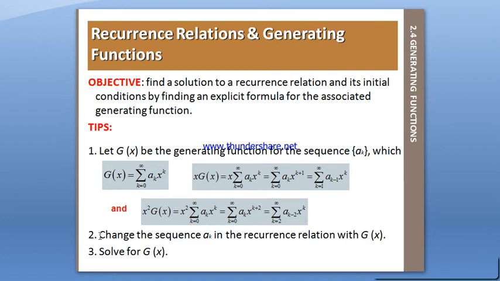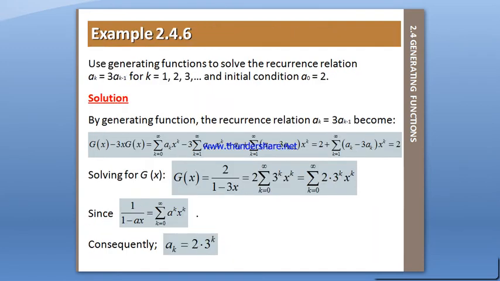These are the generating functions and their combination terms we consider in the first step. In the second step, using the previous terms, we change the terms of the given recurrence relation by replacing each a_k with the corresponding g of x. In the next step, we solve for g of x. Then we replace g of x with the corresponding sequence. The final sequence we get after replacing g of x will form the solution for the given recurrence relation. Let us consider an example.